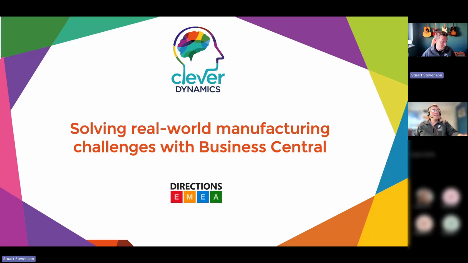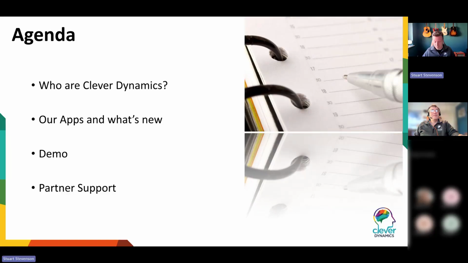So let's take a look at the agenda. It's relatively simple. We'll start off by going through a bit about us and our focus on the manufacturing space. We'll then take a look at the applications that we have, in the manufacturing and distribution world of things. And we'll show you some of the features that, hopefully, you guys as partners will look at and say, yeah, we can use that for our customers.